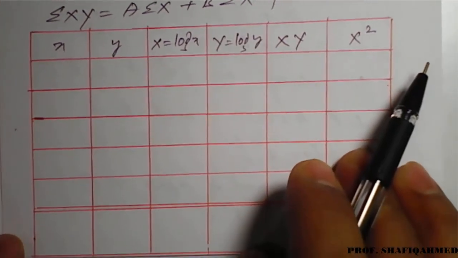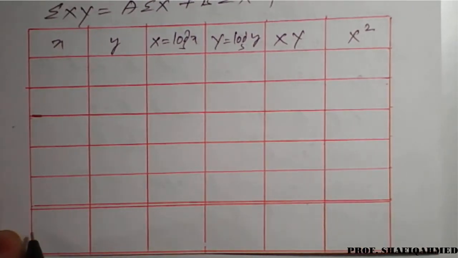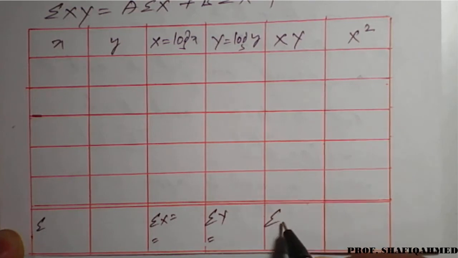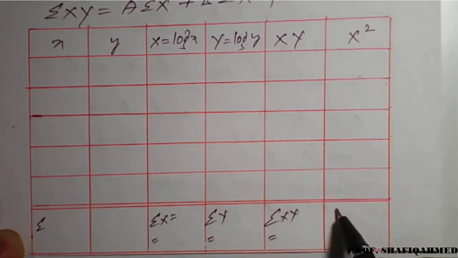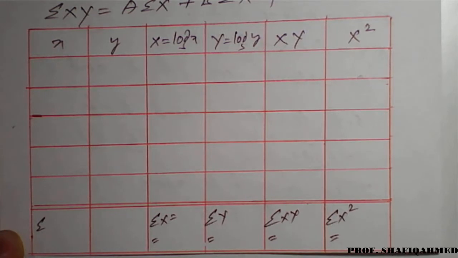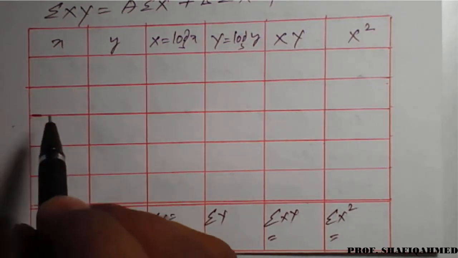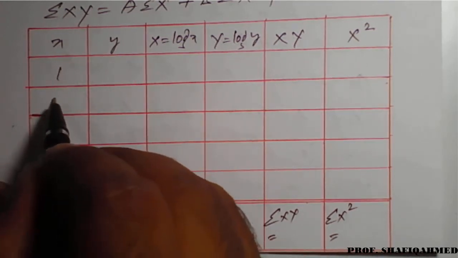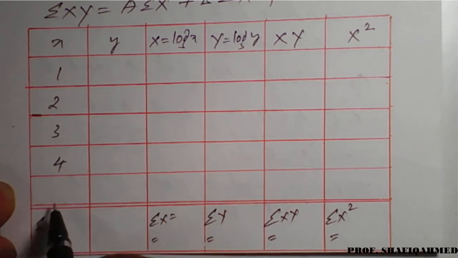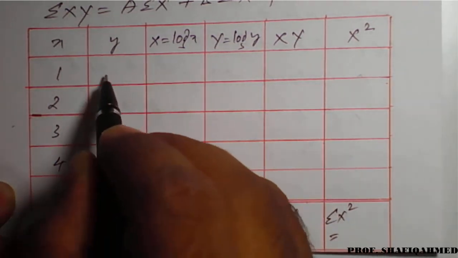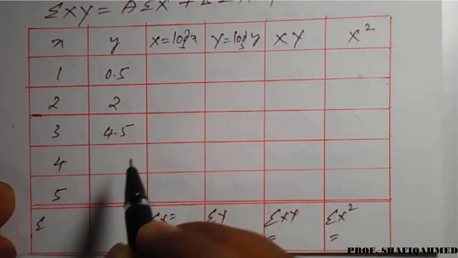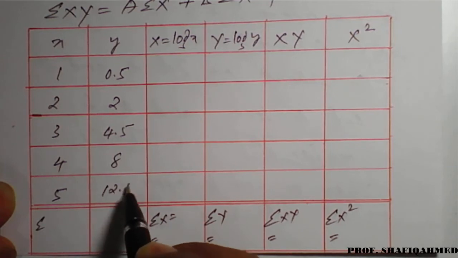So we need summation of capital X, summation of capital Y, summation of capital XY, and summation of X square here. Then we'll see the values of small x: it is 1, 2, 3, 4, 5. The y values are 0.5, 2, 4.5, 8 and 12.5.